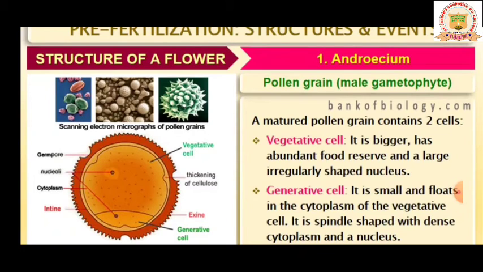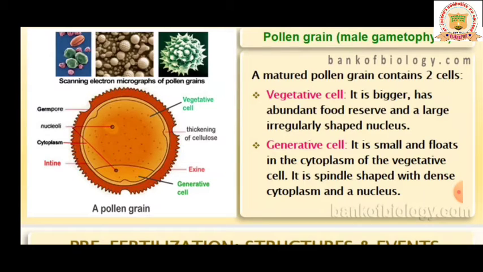A matured pollen grain contains two cells, a vegetative cell and a generative cell. A vegetative cell is bigger, has abundant food reserve and a large irregular shaped nucleus. Look at the two cells present in a mature pollen grain. When the pollen grain gets mature, you are going to see two cells. One is the vegetative cell, which is bigger in size, and due to its bigger size it contains abundant reserve food material. It has an irregular shaped nucleus.